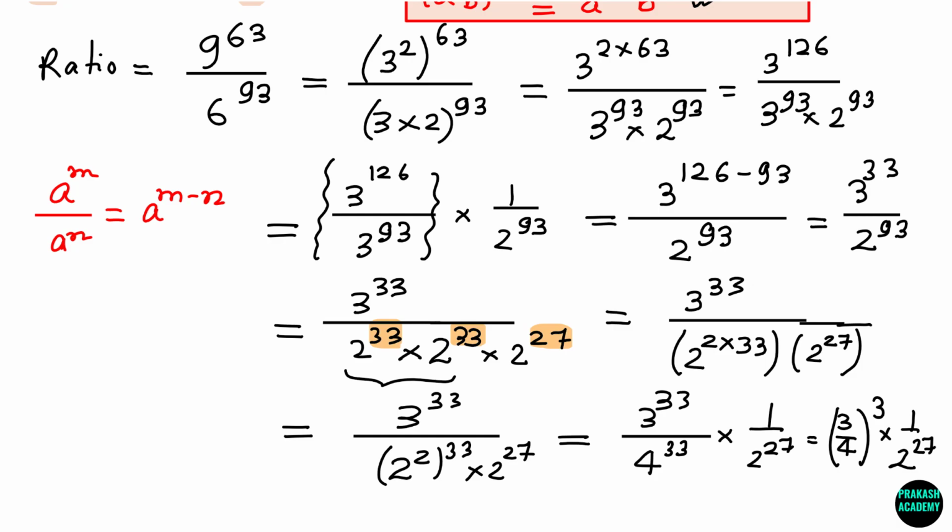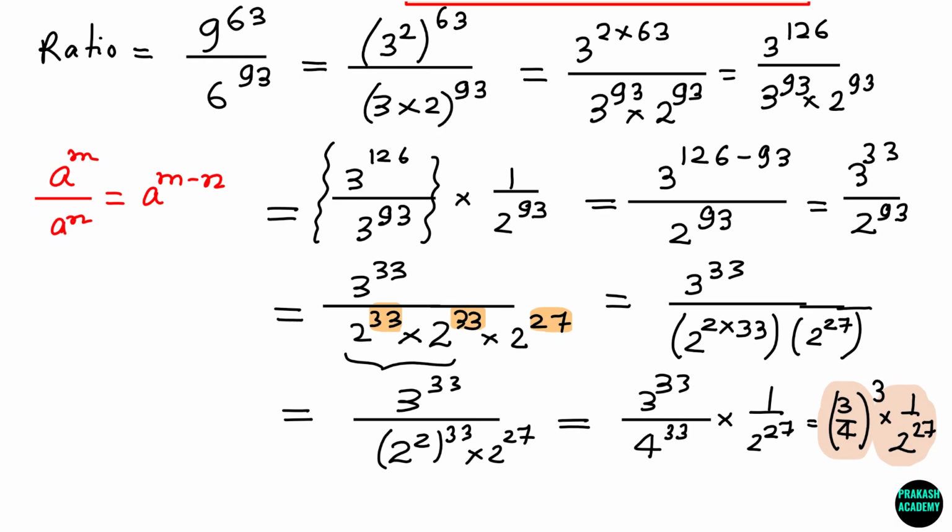Now see, 3 by 4 is less than 1. And if you raise it to the power 33, it is further less than 1. 1 by 2 raised to the power 27 is also a smaller number. This is less than 1. So if you multiply two numbers that are less than 1, the final product will be less than 1. This means now I can say the ratio is less than 1.